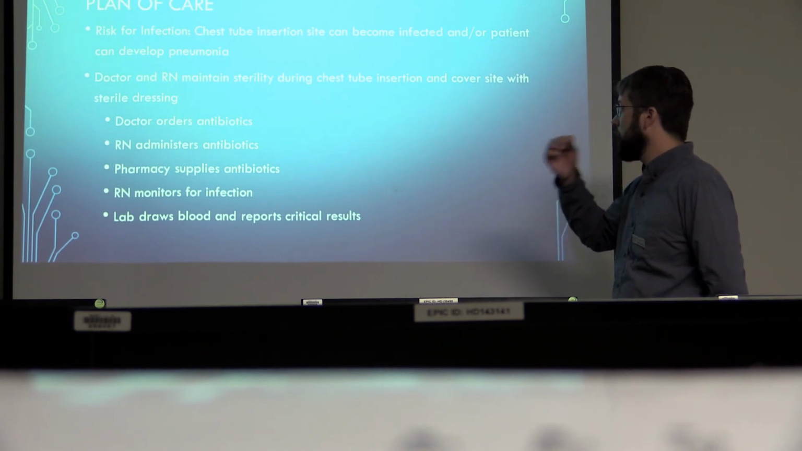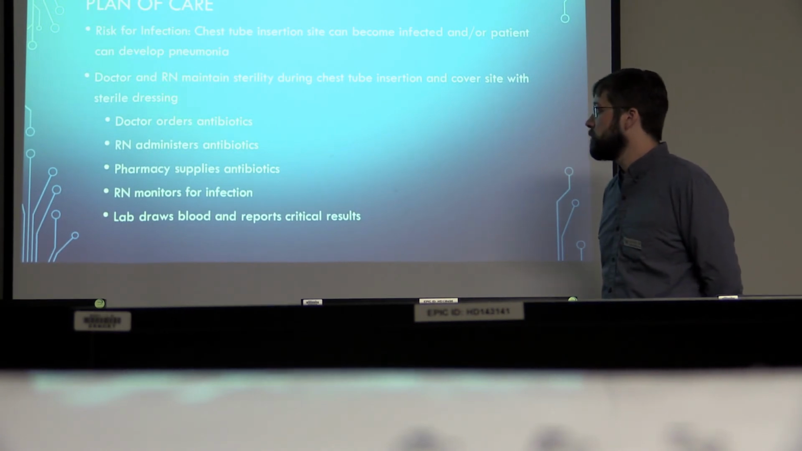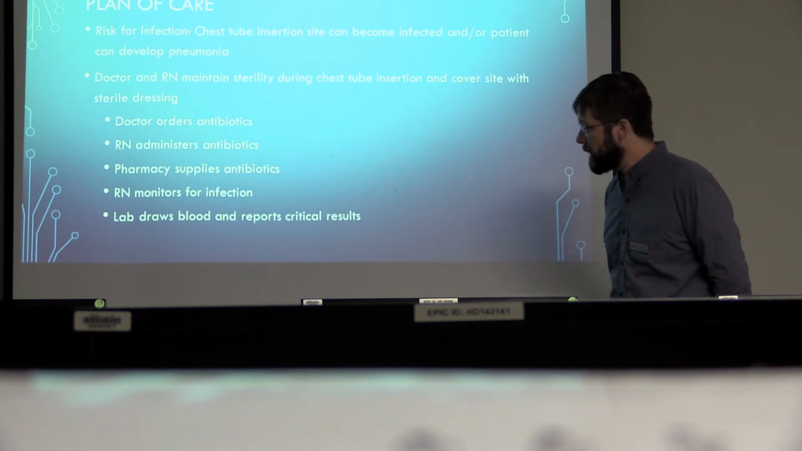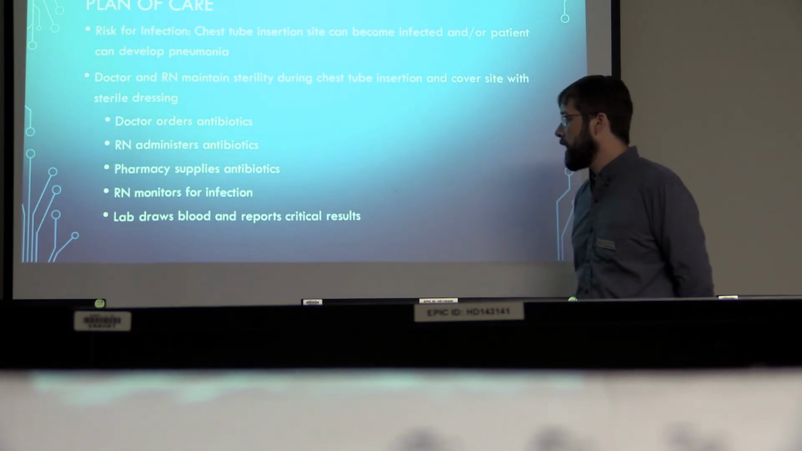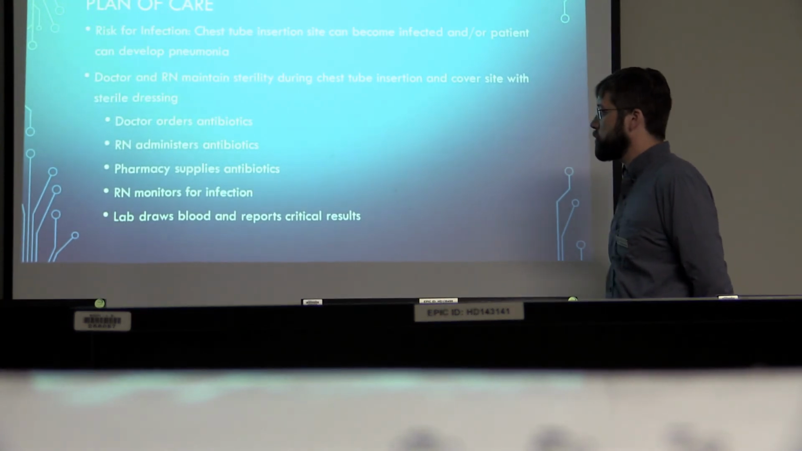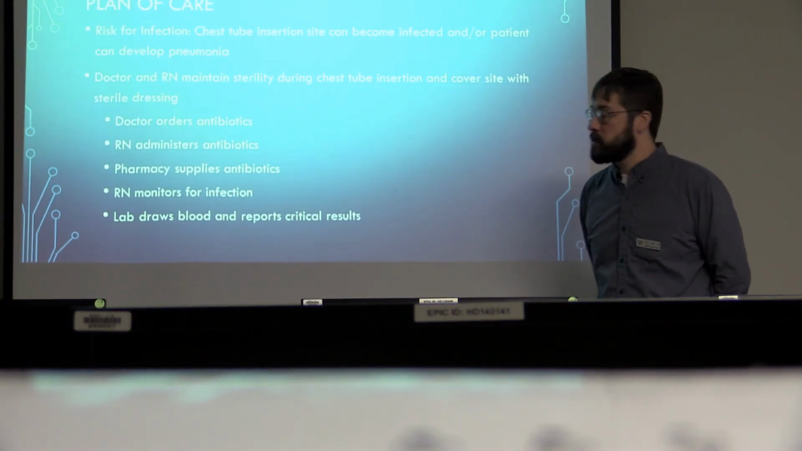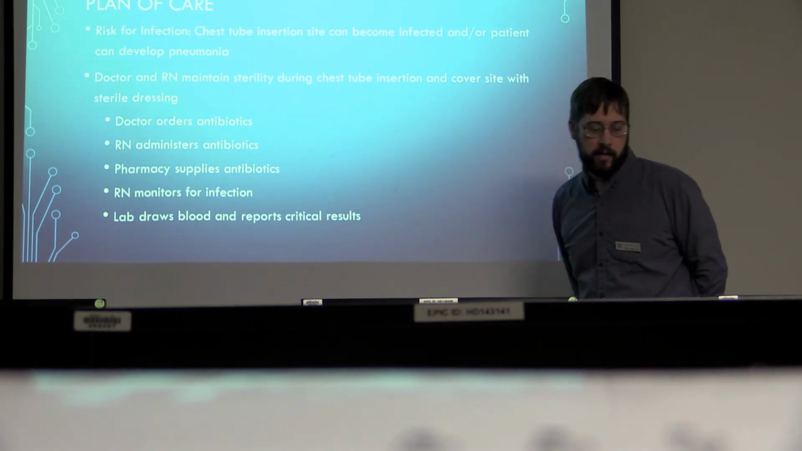So during the procedure, the doctor and the nurse need to maintain sterility during the chest tube placement. That's very important. The doctor's going to order antibiotics either way. The nurse is going to give antibiotics. Pharmacy supplies those antibiotics, and the nurse keeps an eye on the patient for infection. Lab, of course, is going to draw blood as scheduled to keep an eye on white count and everything else.